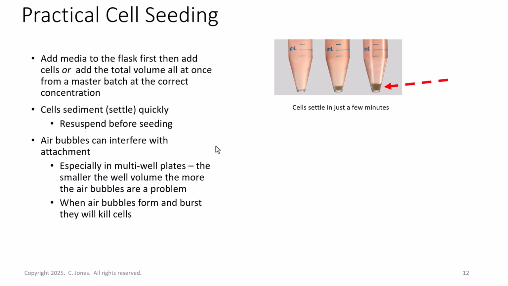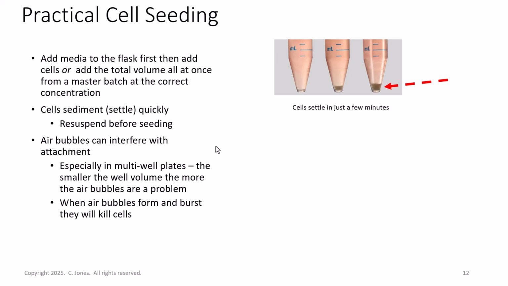You can see here, after about 5 or so minutes, the cells have just begun to settle out of solution into a cell pellet. That means that you need to remix, right? To do that, you'll tap it with your fingers or something to agitate it, but you're not going to create a vortex. You don't want to create excessive shear forces because that will kill the cells. So we want to resuspend before seeding.